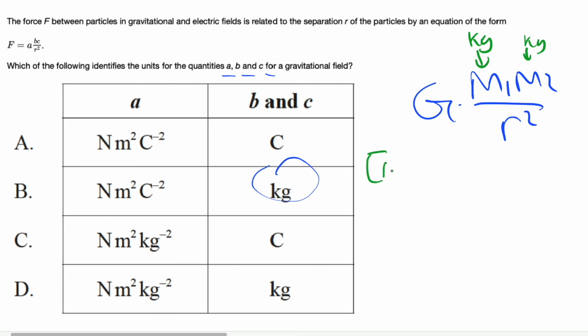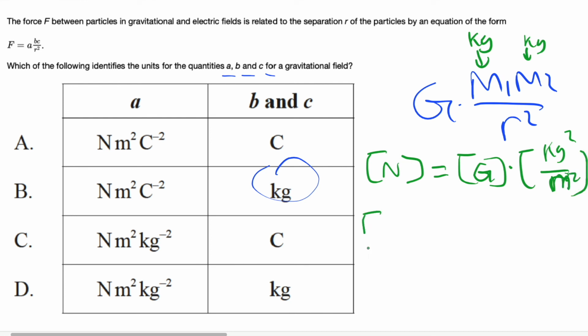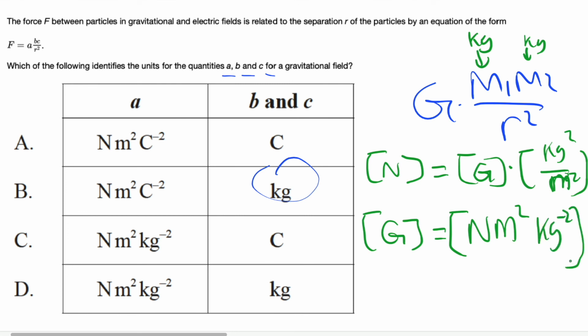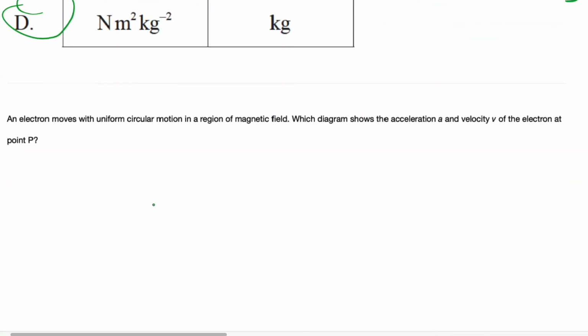And it has a unit of G, Newton here. So here is going to be equal to kilogram squared divided by R squared, so meter squared. So the unit for G is going to be equal to Newton times meter squared divided by kilogram squared. So D is the correct answer. So C is Coulomb. When you see Coulomb, you should immediately think about electricity and magnetism.